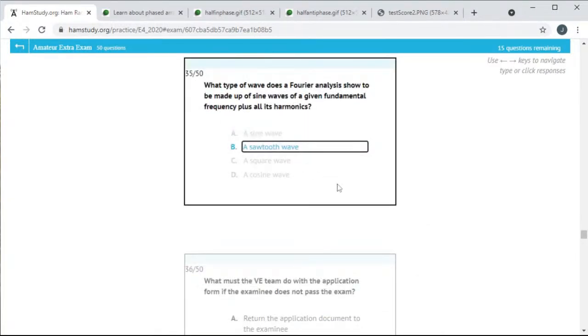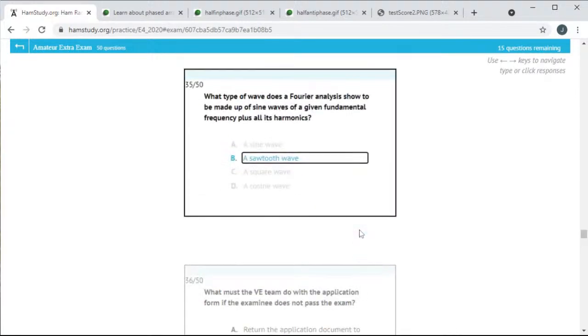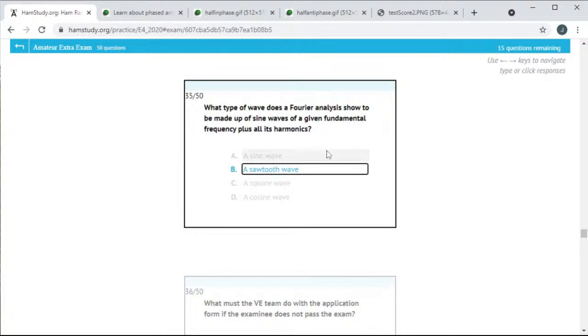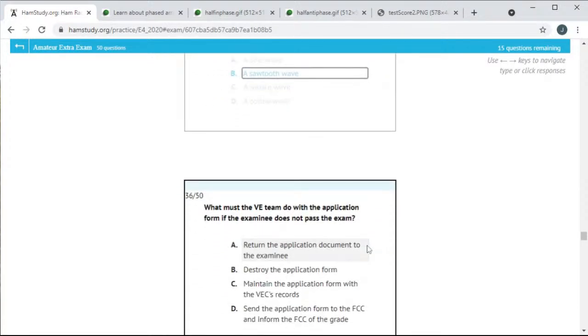No, I'm just going to go sawtooth wave. For some reason they have sine wave in the question, so I don't think it should be in the answer, but maybe I'm wrong on that.